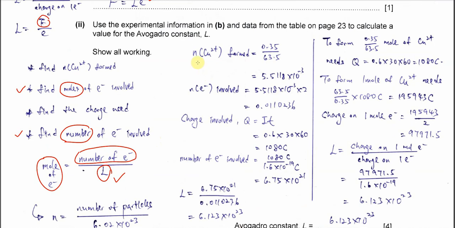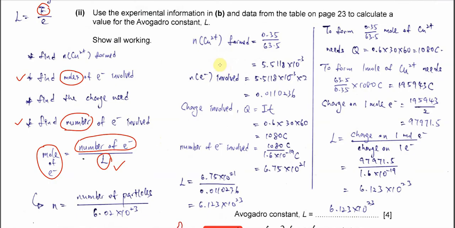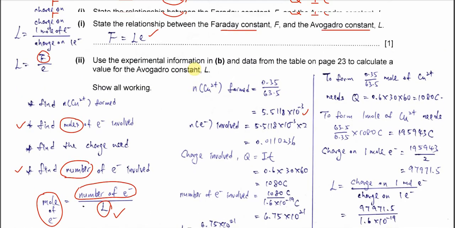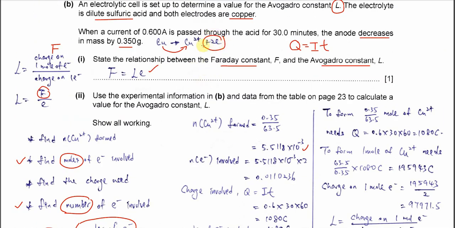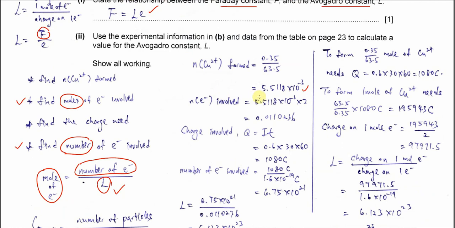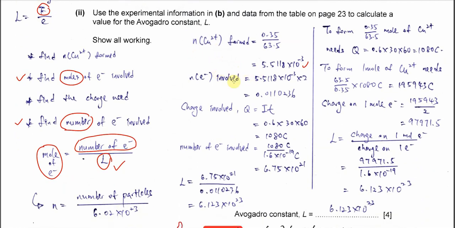First, calculate the moles of copper 2 that produced. From the question, it already told us 0.35 over the molar mass of the copper, so you get the moles of the copper ions formed. When these copper ions form, we know that they release electrons, isn't it? 1 mole of copper ion forms 2 moles of electrons. Therefore, when we get this moles of copper, the moles of electron is going to be double. So this is the moles of electrons that produced during this electrolysis.